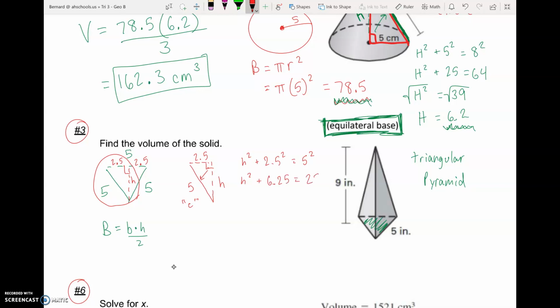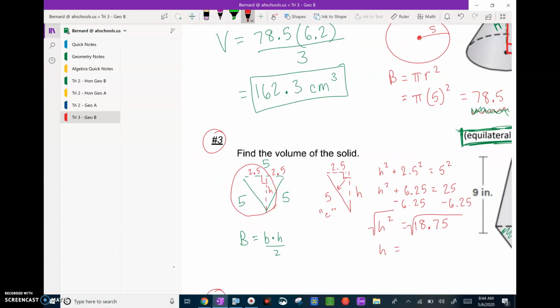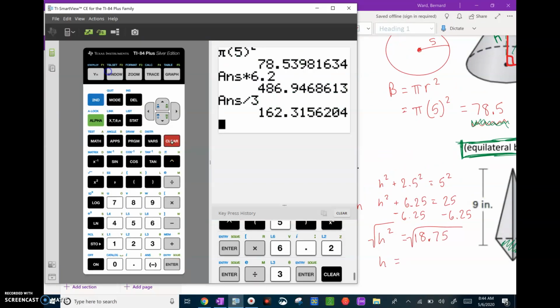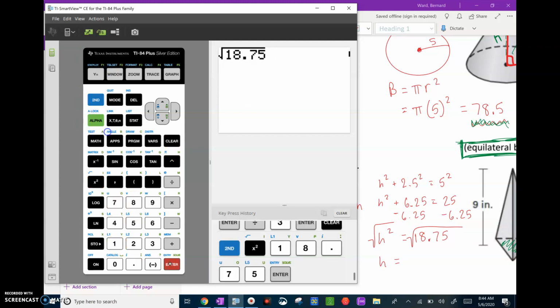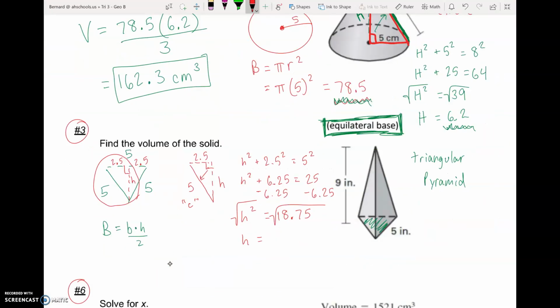And 5 squared is 25. We'll subtract 6.25 from both sides. And so h squared will equal 18.75. And then we will take the square root of that. So h will equal the square root of 18.75. Let's figure that out. Clear this. Second square root, 18.75. That equals 4.3.